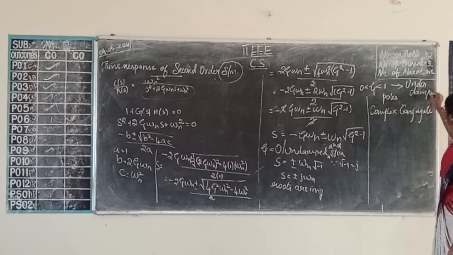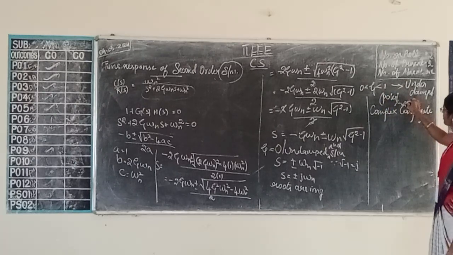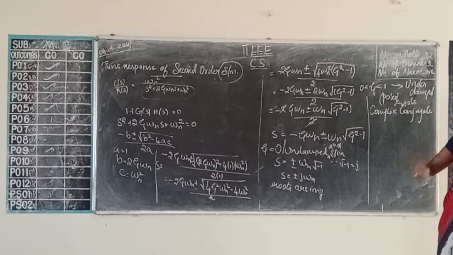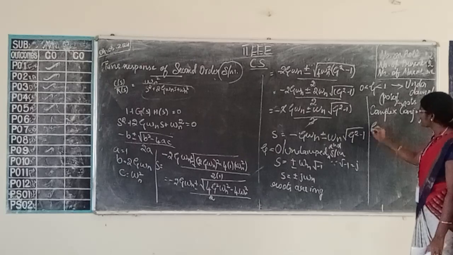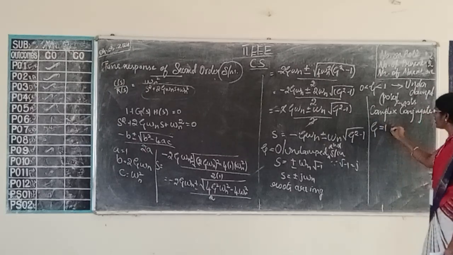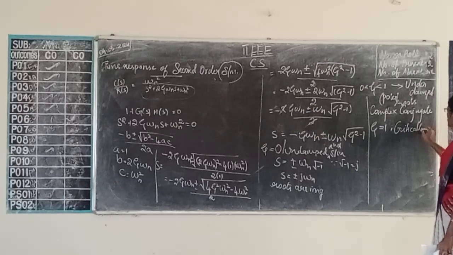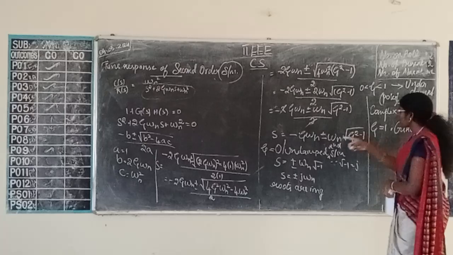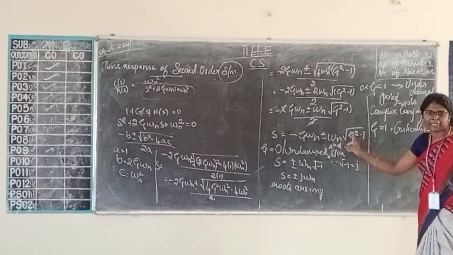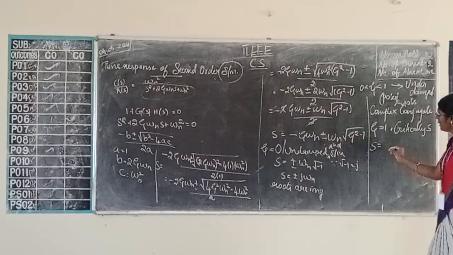So for an underdamped system, the poles, or else we can say the roots of the denominator, are complex conjugate. Next, when zeta is equal to 1, the system is critically damped. So for a critically damped system, we can substitute the value of 1 over here. If zeta is 1, what will it become?